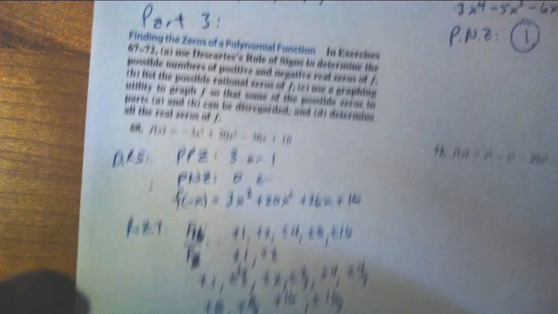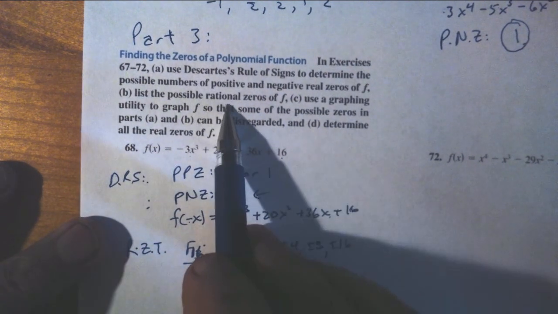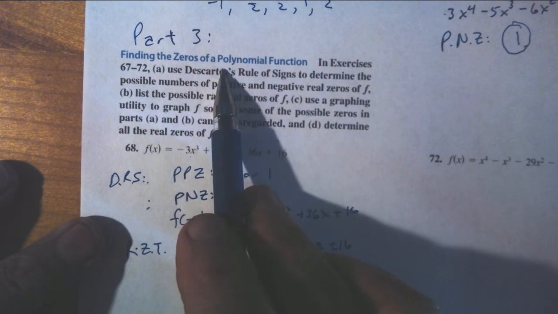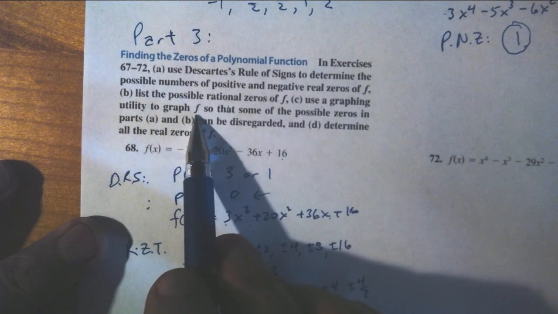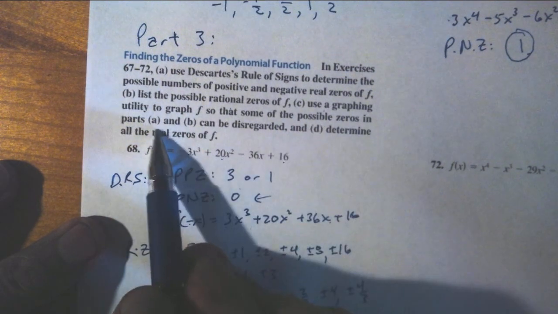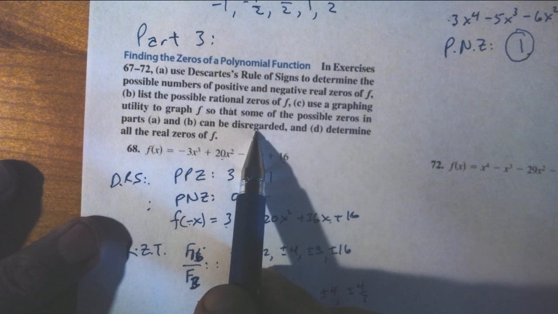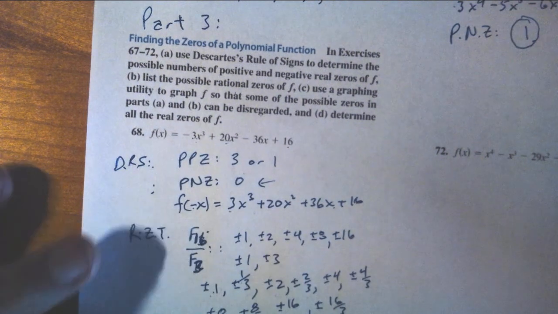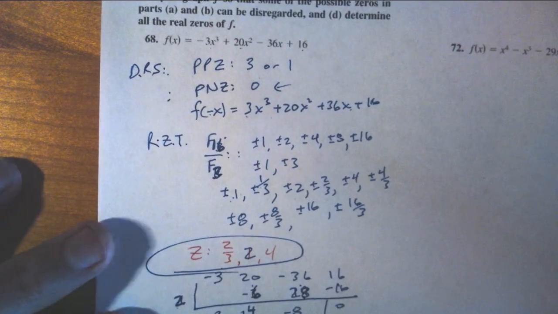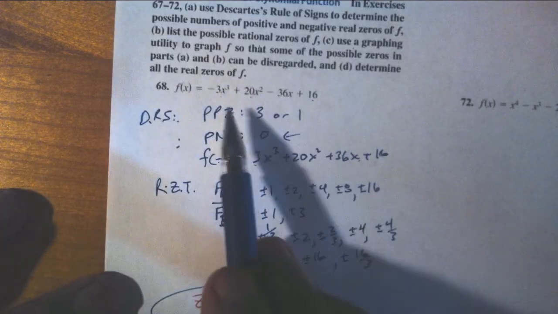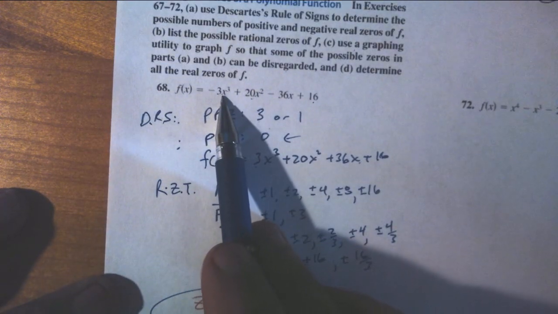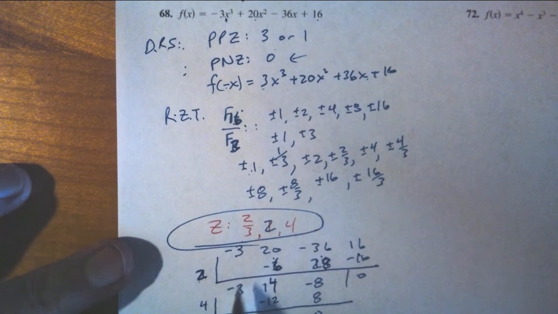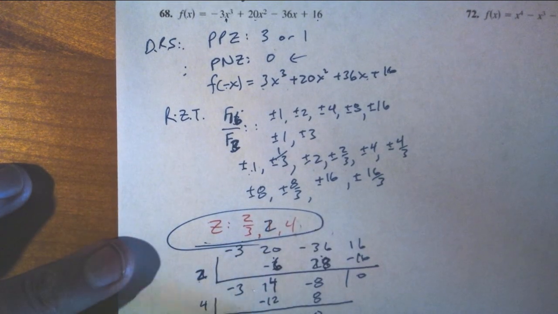So what all are we supposed to do here? List the possible rational zeros. Use Descartes' rule. Use a graphing calculator, graph F, so that some of the possible zeros in parts A and B can be disregarded. Determine the real zeros. So there they are. We had them. Now, let's say this had been to the 4th and there was another 0 out there. I could just continue that synthetic process until we divide it down to just this linear term.